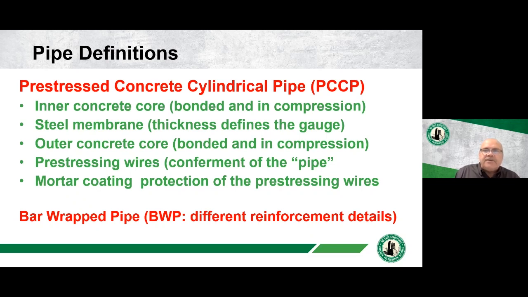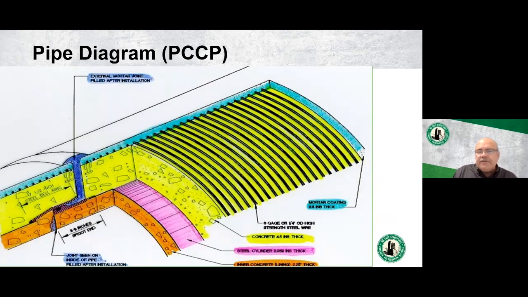Pre-stressed concrete cylindrical pipe, PCCP: inner core, bonded, and it should be in compression. The steel membrane, that's actually the pipe itself. There's an outer core that again should be in compression because of the pre-stressing wires. And a mortar coating on the outside to keep it all confined. Now, bar-wrapped pipe is a close cousin. There's a little bit different reinforcing configuration, but it is very, very similar to PCCP, again, pre-stressed concrete cylindrical pipe.